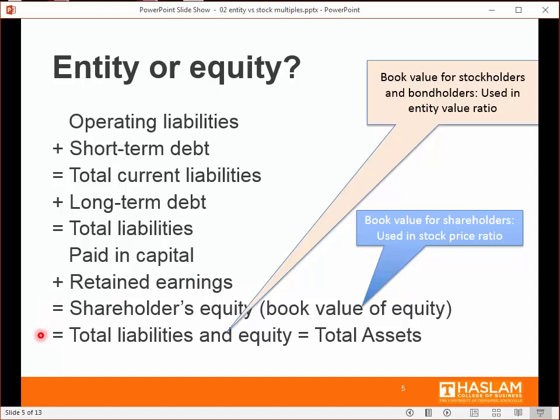But it wouldn't be appropriate, for example, to have market value of stock to total assets, because total assets is, since the balance sheet balances, total liabilities and equity, both debt and equity. So instead, you would want enterprise value to total assets, not price to total assets.